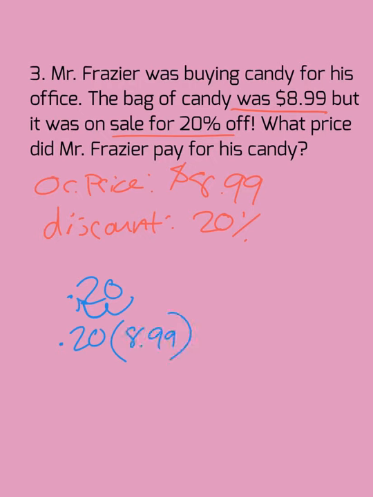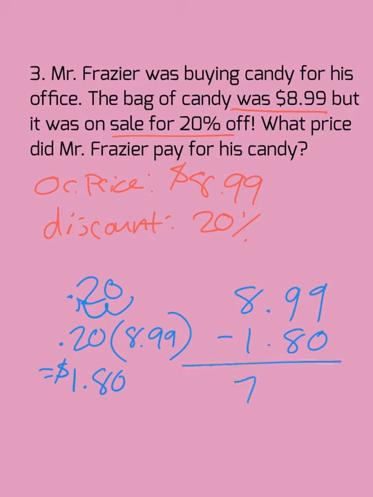So you can do this at the store anytime you see something on sale so you can know how much you're going to pay. And so the discounted price would be $1.798, or in other words, it would round up to $1.80. So $1.80 will be taken off. So if we have $8.99 minus our $1.80, we know we are going to pay $7.19. Well, Mr. Frazier is going to pay $7.19.